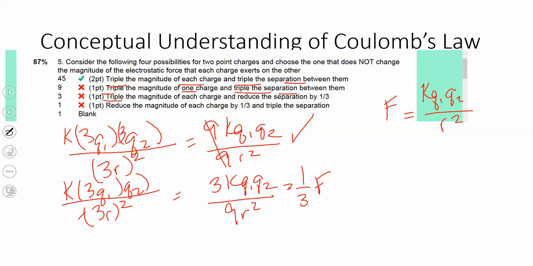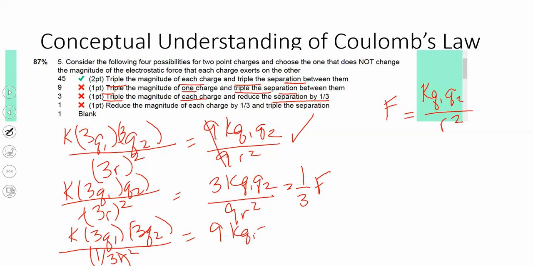Then it says triple each and reduce the separation by 1/3. So k3Q1 times 3Q2 over (1/3 r) squared. Remember, put that in brackets. So that gives me 9kQ1Q2 over 1/9 r squared. Well, remember that fraction in the denominator is going to flip up, so this gives us 81 times our original force.